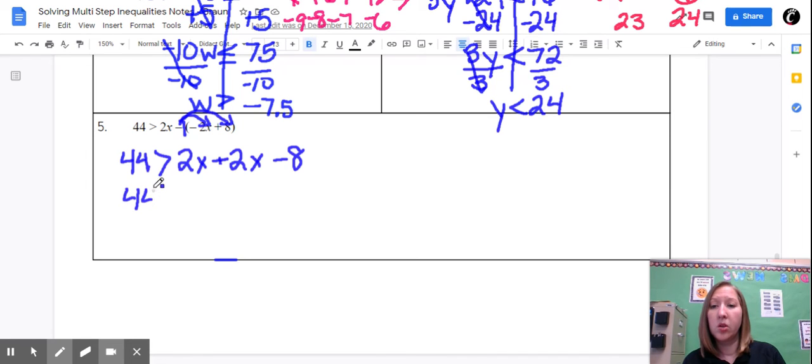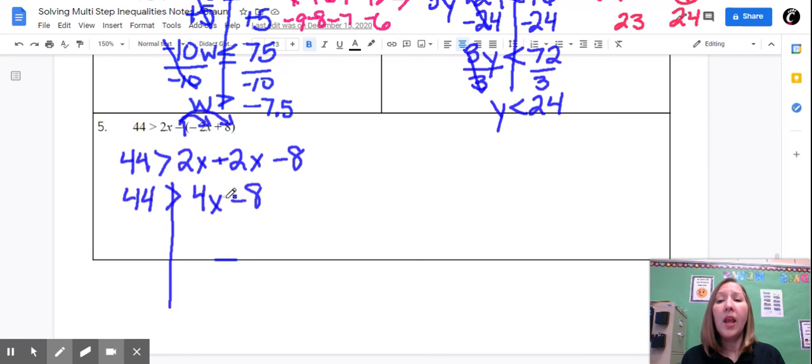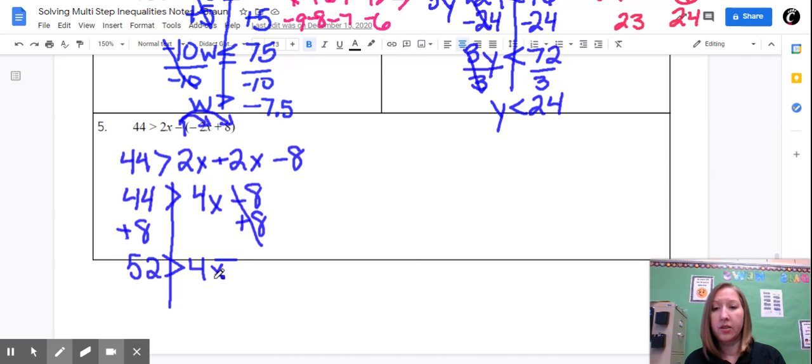So I'm going to rewrite my inequality, and I'm going to simplify that. 2x plus 2x is 4x minus 8. So now I can go forward with solving. I want to get rid of my minus 8, so I'm going to add 8 on both sides. Minus 8 plus 8 cancel out, and 44 plus 8 is 52. So I have 52 is greater than 4x.